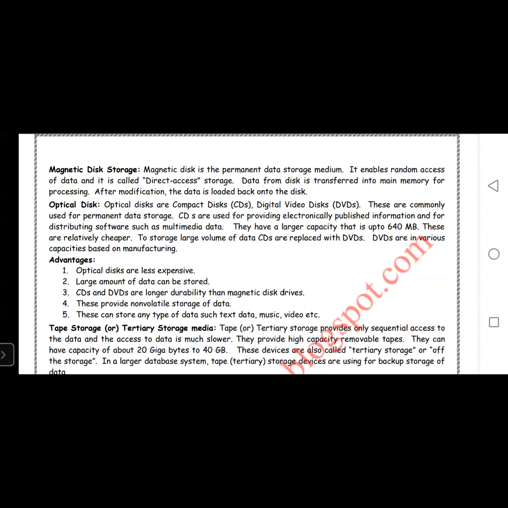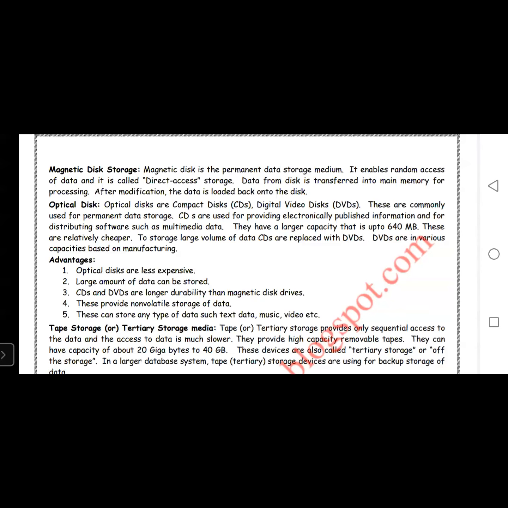Magnetic disk is a permanent data storage medium. It enables random access of data and is called direct access storage. Data from the disk is transferred to the main memory for processing. After modification, data is loaded back onto the disk. So whatever it may be, we are discussing the secondary storage or the disk, that is, a magnetic disk or magnetic tape.